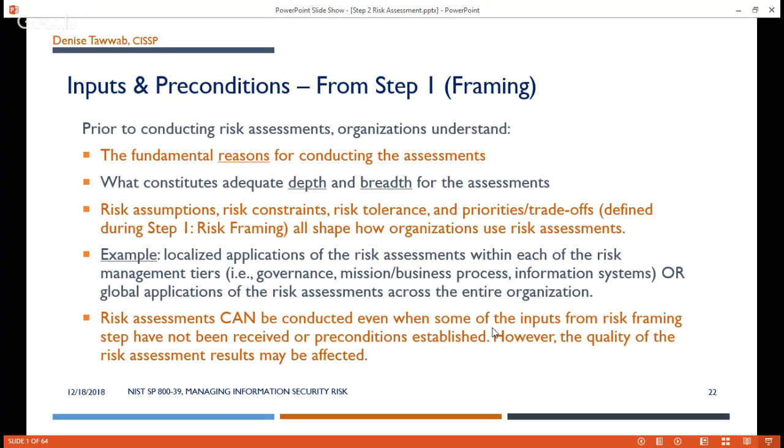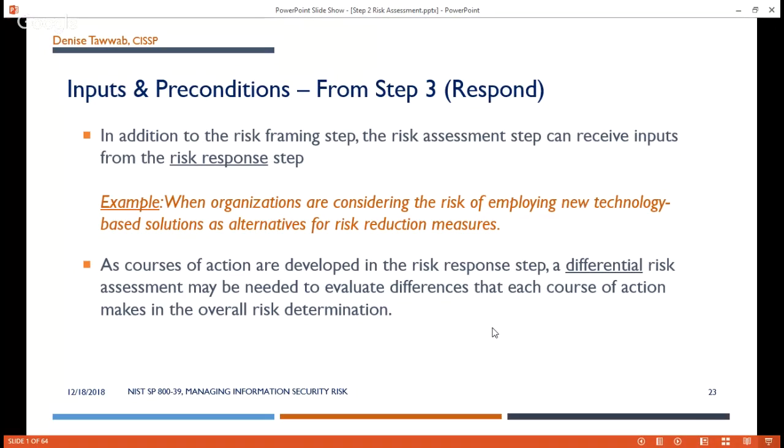Risk assessments can be conducted even when some of the inputs from the risk framing step have not been received or preconditions established. However, that will impact the quality of the risk assessment results. In addition to the risk framing step, the risk assessment step can receive inputs from the risk response step. For example, when your business is considering the risk of employing new technology based solutions as alternatives for risk reduction measures. As courses of action are developed in the risk response step, a differential risk assessment may be needed to evaluate differences that each course of action makes in the overall risk determination.